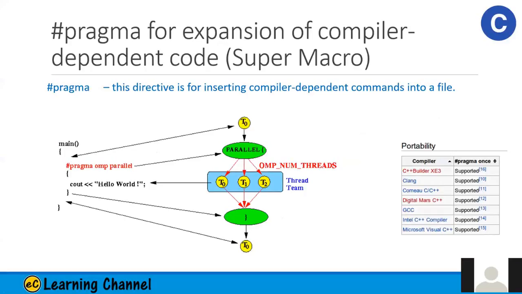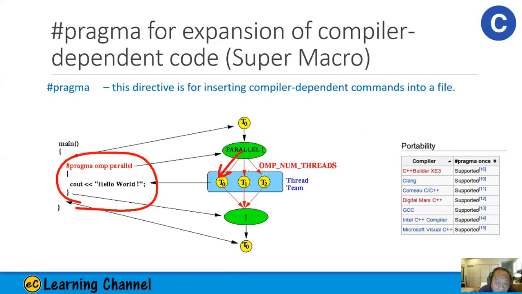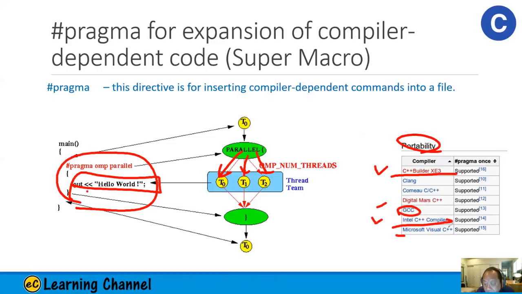Now, this one is the one you asked about, the pragma for expansion for the compiler. So, for example, I have a parallel C program, and I want to do a parallel for loop. For this one, I want to do this hello world in parallel. So you will fork out to 3 processors and print out the same hello world. Okay, and on portability for pragma, C++ Builder has that, GCC has that, Intel C++ and Microsoft Visual C++ have that. Not every compiler has that.